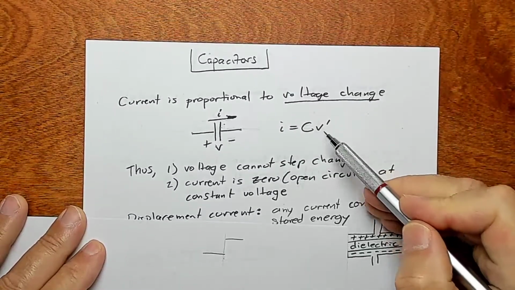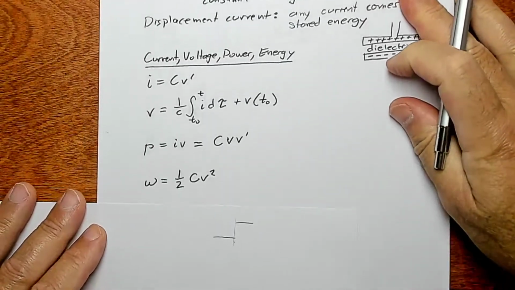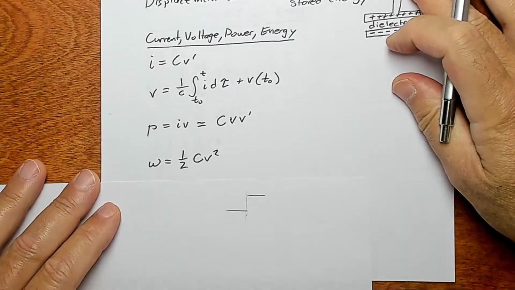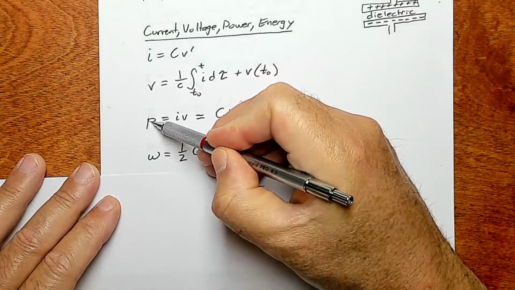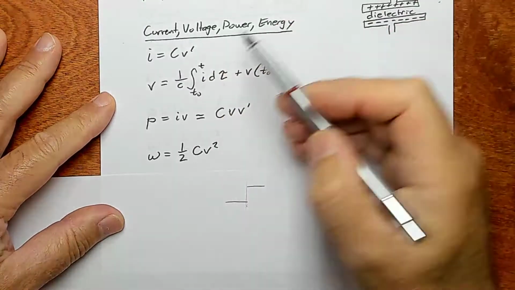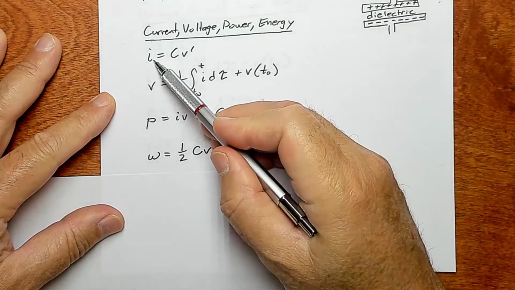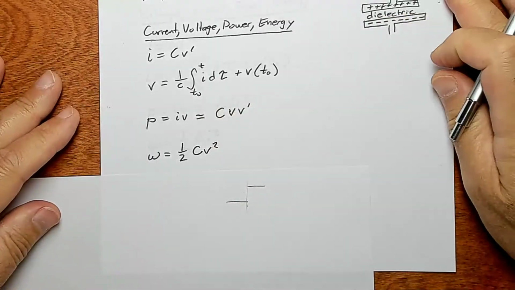So just taking this guy right here, I equals CV prime, and doing a little bit of math on it, we end up with these equations for the four quantities that we're most interested in this course: current, voltage, power, and energy. All right. So current is given by I equals CV prime.